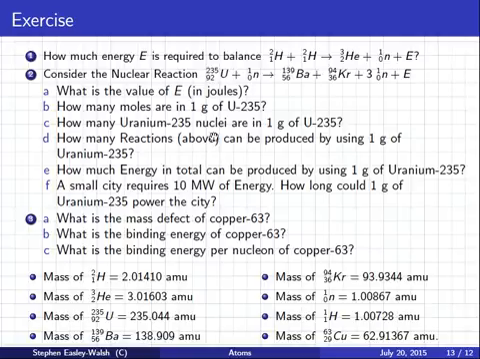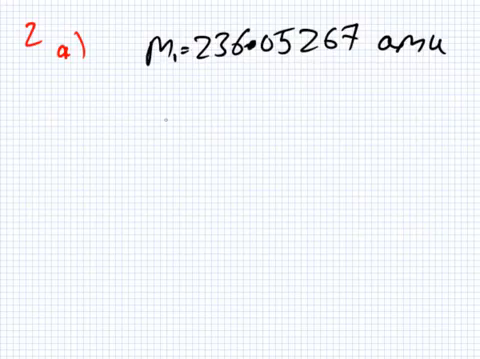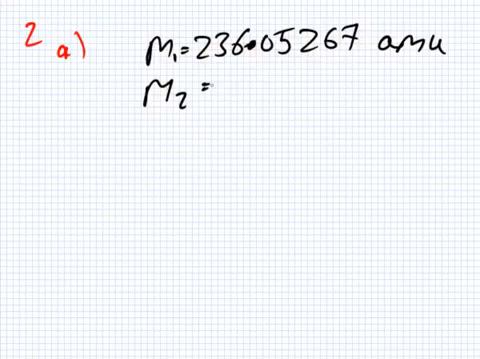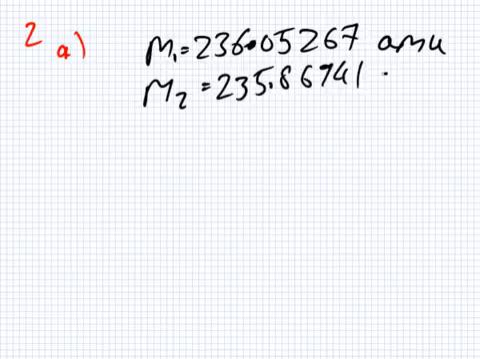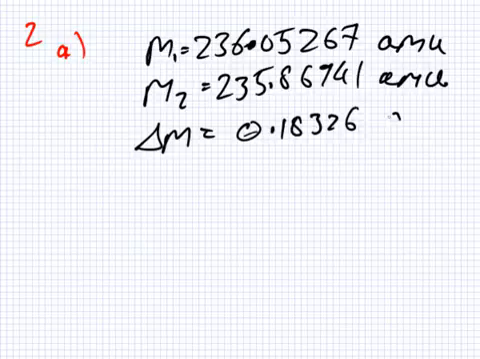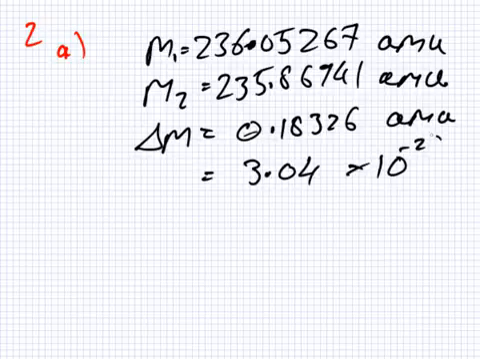Now the mass on the right, krypton plus 3 neutrons, plus barium, and I get on the right 235.86941 AMUs. So the missing mass is 0.18326 AMU. Or if you want in kilograms, that's 3.04 times 10 to the minus 28 kilograms.